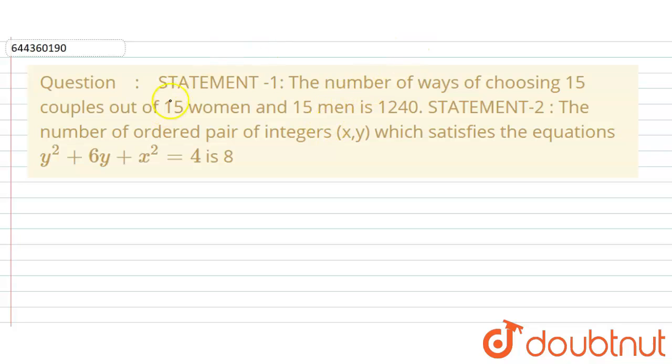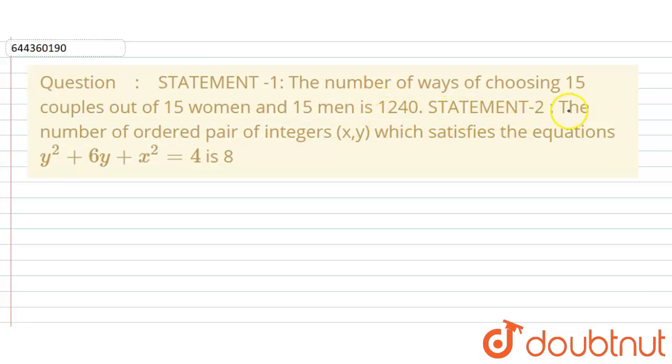Hello, students. Today's question is: statement one says the number of ways of choosing 15 couples out of 15 women and 15 men is 1240. So we have to check whether this given answer is correct or not.